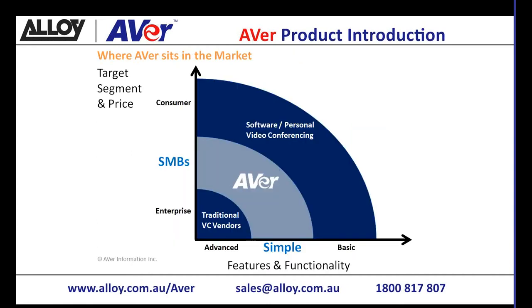Okay, where does Ava sit in the market? From this graph you can see we have the traditional VC vendors down the bottom. Those guys are more your enterprise type customers. They have advanced features, but the product is advanced and it is difficult to configure. A lot of high-end VC systems are quite difficult to use. A lot of the time you need to actually have an IT administrator come in and set up the video conference before the end users can actually utilize it.